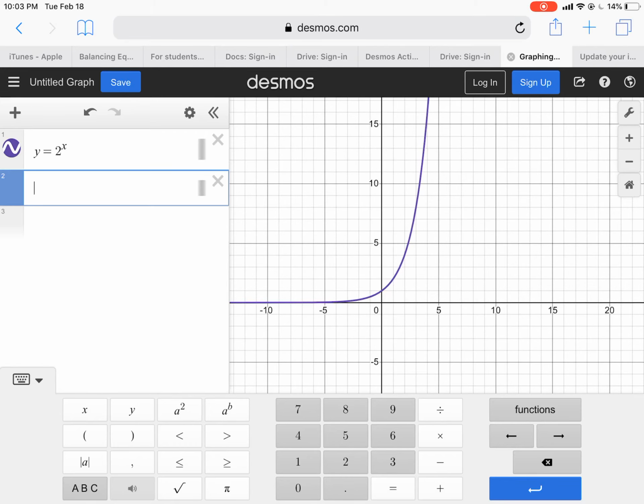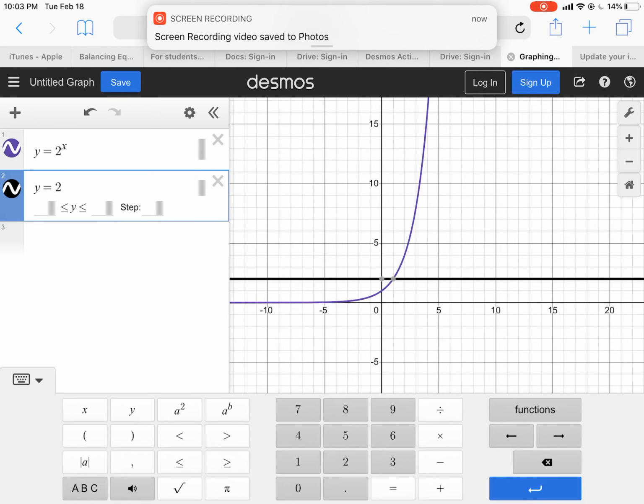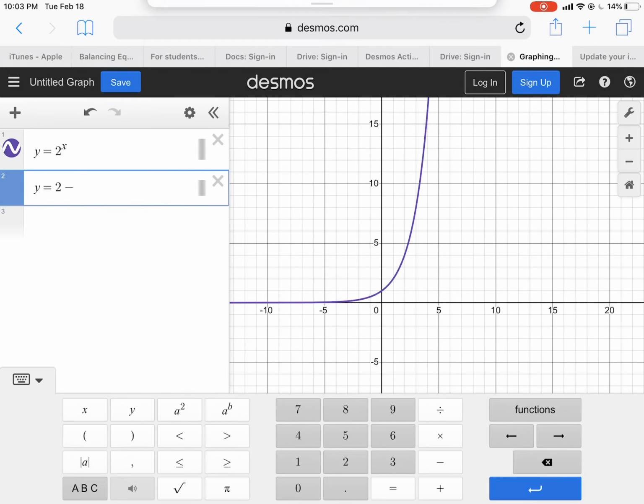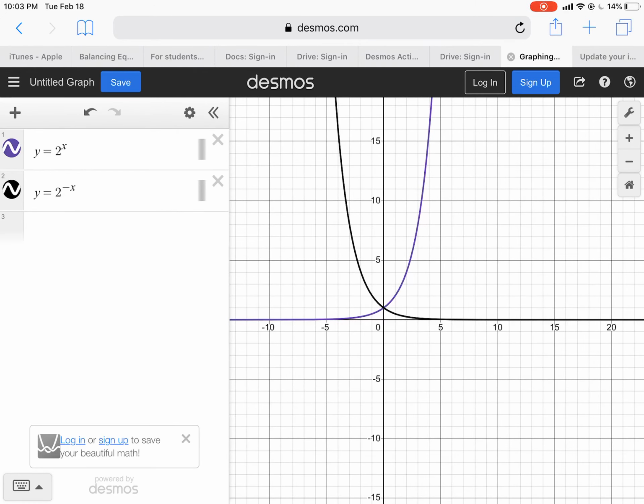And so we're going to put in y equals 2, and this time I'm going to do it to a negative x, okay? So when I do it to a negative x, it reflects it over the y-axis. We're going to do a reflection over the y. Okay, just so you're aware of that. So that's if I put a negative there.